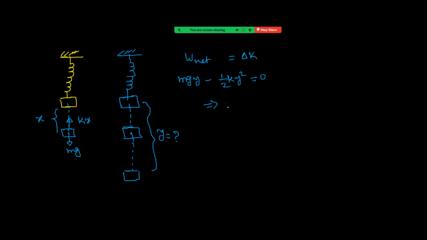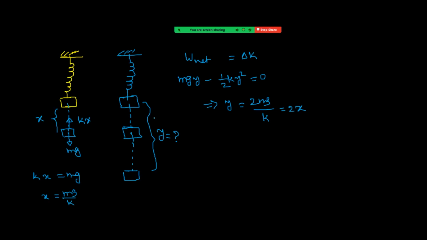From this, y equal to 2mg by k. And here we got kx equal to mg. Kx equal to mg. From that x equal to mg upon k. That means now this is 2 times of that value.